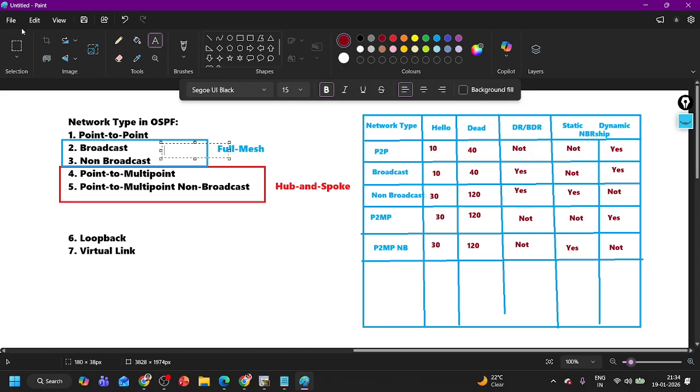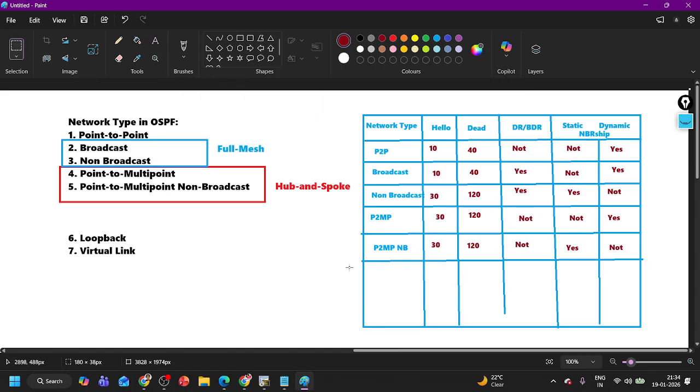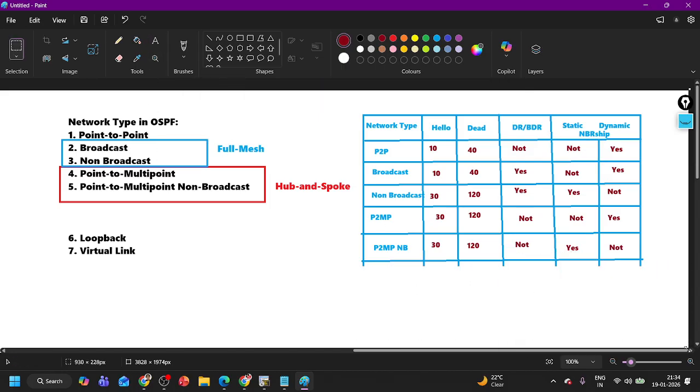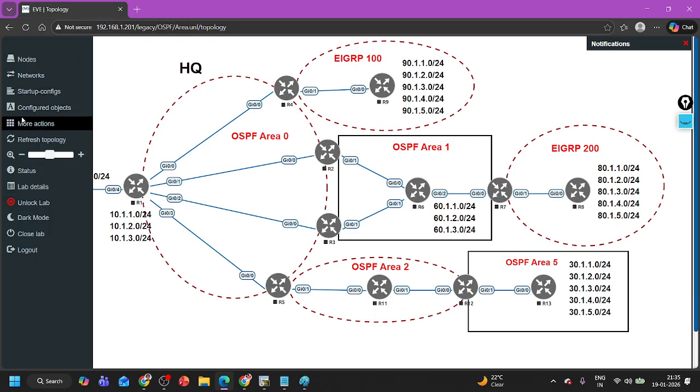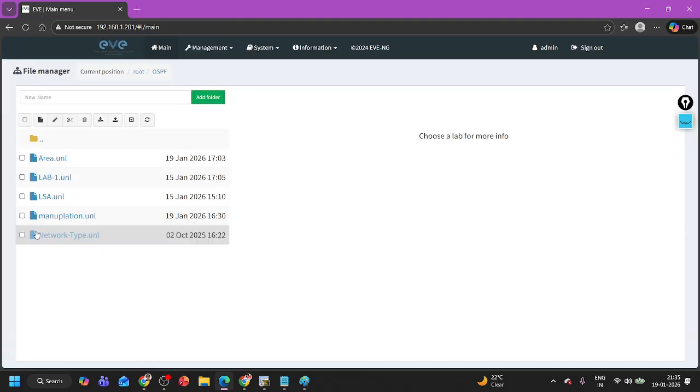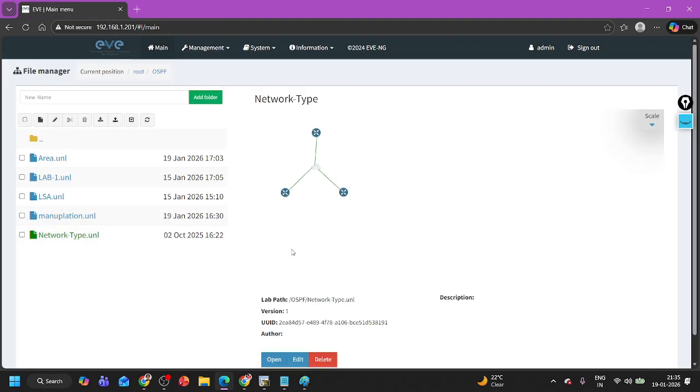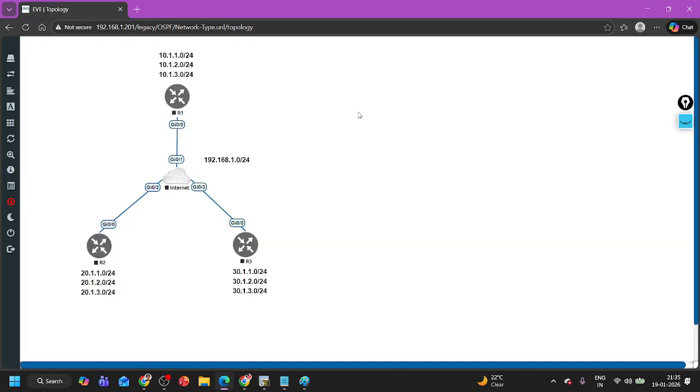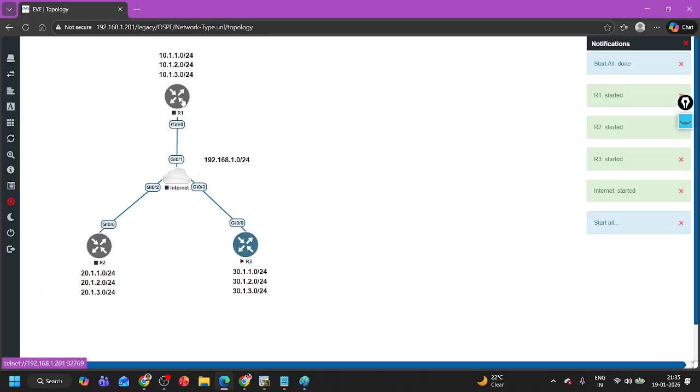This is a small chart for OSPF network type. And let me show you some commands here. Let me open another topology for network type. Let's say this is my topology. Internet, and I have 3 sites. Let's say this is the hub router. These 2 are the spoke routers.